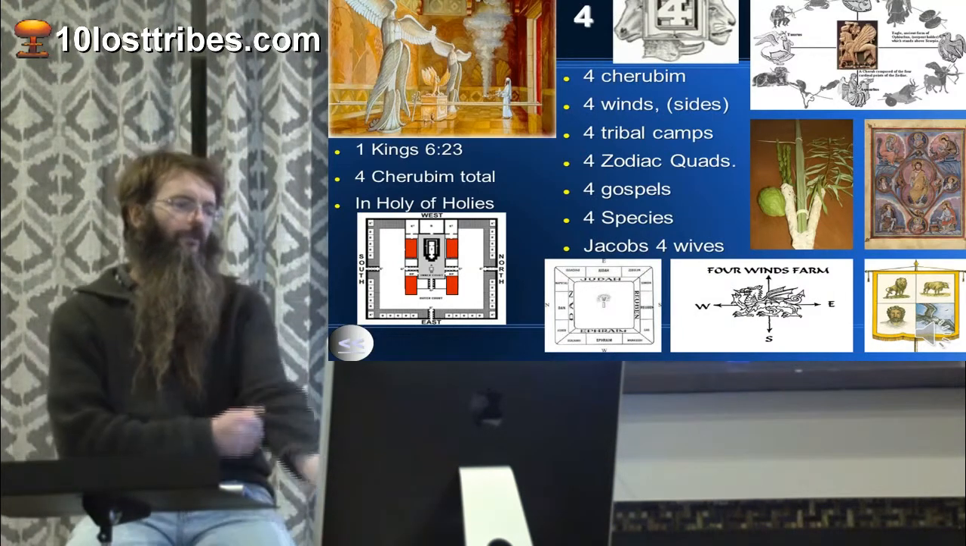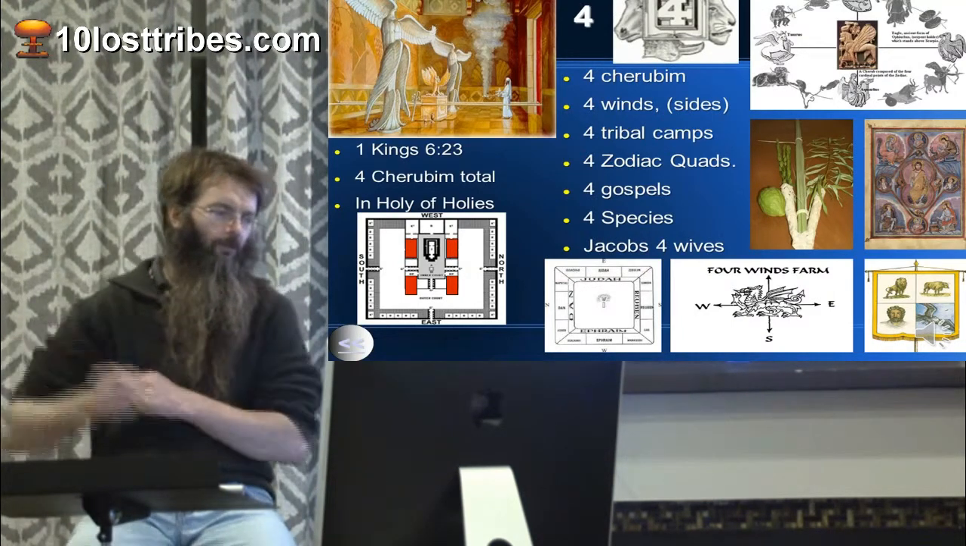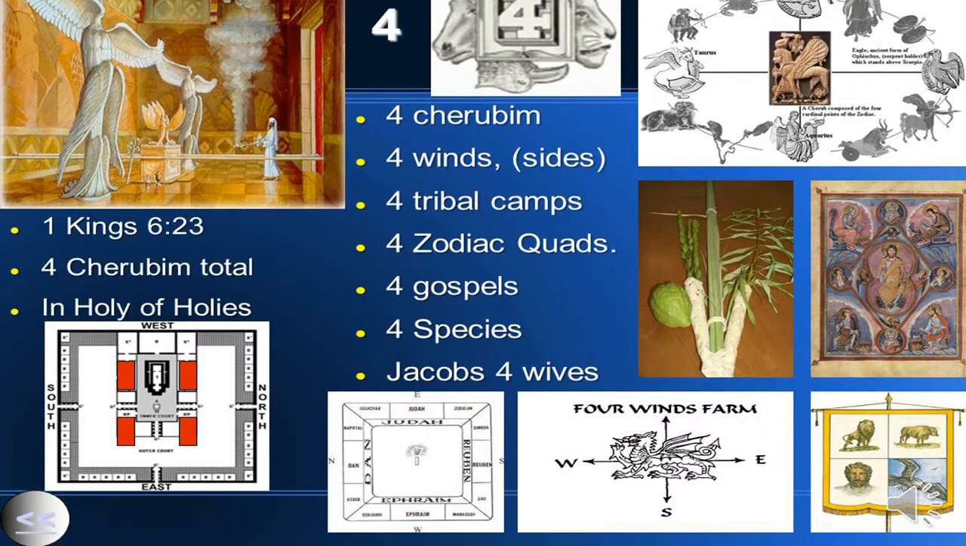Now, wherever we have 4 in the Bible, we have connections. So 4 cherubim, 4 winds, 4 tribal encampments, 4 zodiac quadrants, 4 gospels, 4 species, and Jacob's 4 wives. And for the sake of time, I don't have time to get into that.